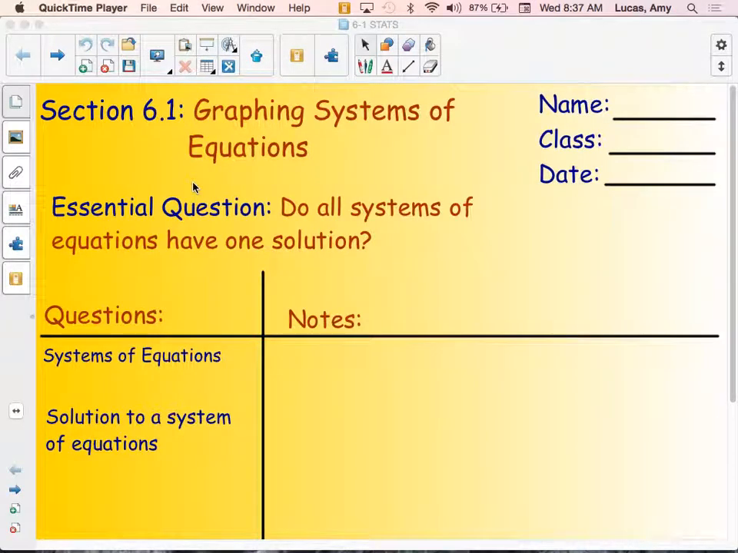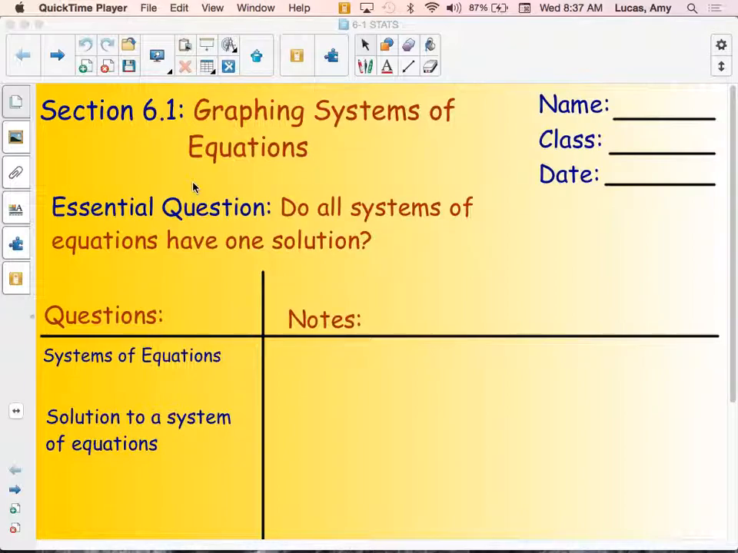Section 6.1, Graphing Systems of Equations. Our essential question today is, do all systems of equations have one solution? We have two new vocab words. The first one is systems of equations, and the second one is solution to a system of equations.